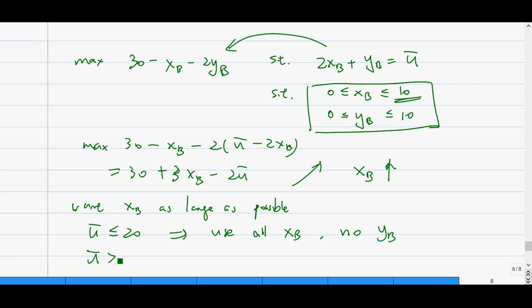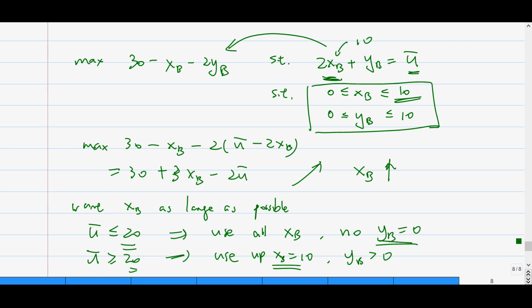And when u is larger than or equal to 20, it means even if I use up everything, 10 of them, I still need yb. So use up xb equals to 10 and some yb that's larger than 0 to fill the rest. So I can still maximize this thing. And then I think that's all we need. So we have a cutoff for u. When it's smaller, I have y equal to 0, and when it's larger, we have xa equal to 0.